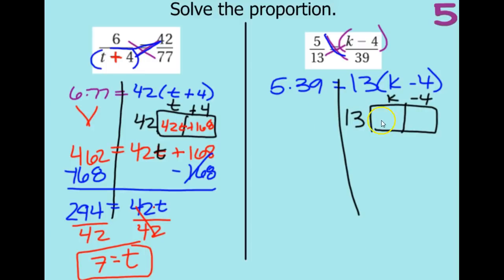So when I multiply 13 times k is just 13k. 13 times negative 4, I know that's a negative. 13 times 4 gives me 52. So a negative 52. So we have 13k minus 52. And we're going to multiply those. 5 times 39 is 195. And then just solve like a regular equation like we've been doing. Get rid of just your addition or subtraction, so I'm going to add 52.